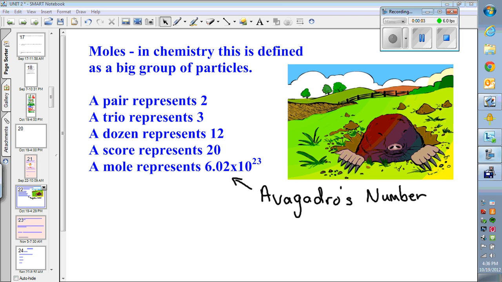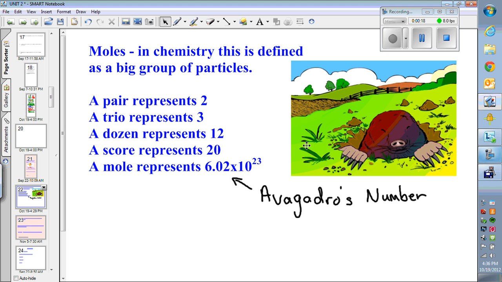This is a follow-up video to my video on moles and molar mass and mass calculations, and it's one that's more specific to Avogadro's number. So I'll just quickly review the concept of a mole. A mole is not like this guy here. In chemistry, a mole is defined as a really big group of particles. And Avogadro's number is that huge group of particles.